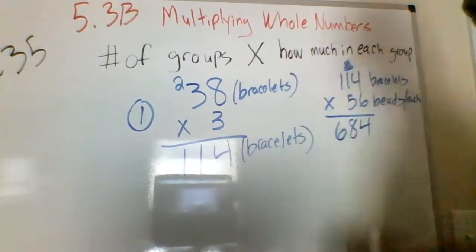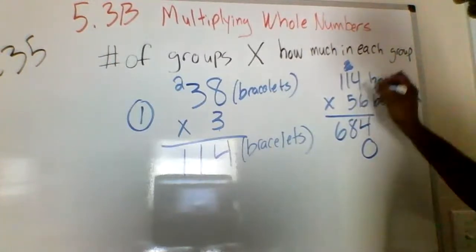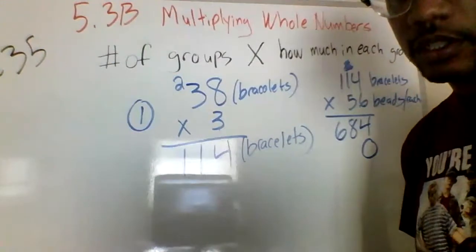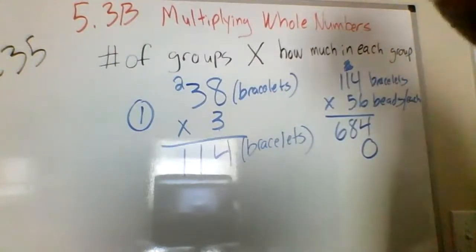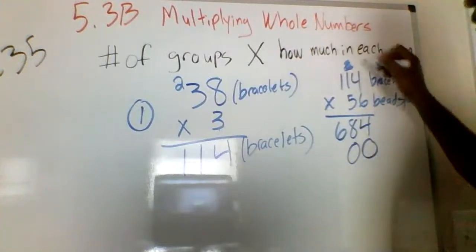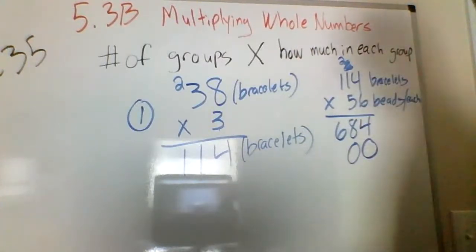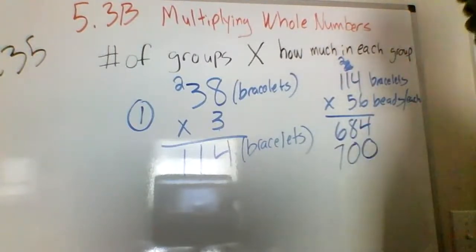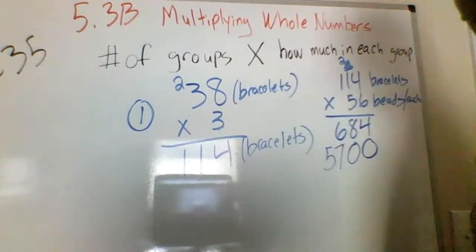Cross that out. I put my 0. Now I'm multiplying everything times 5. All right? 5 times 4 is 20. So that's 0. Carry the 2. 5 times 1 is 5. Plus this 2 is 7. And then 5 times 1 is 5 again.